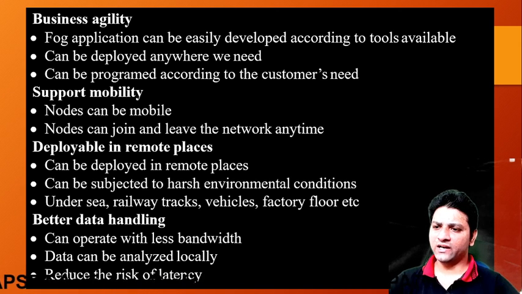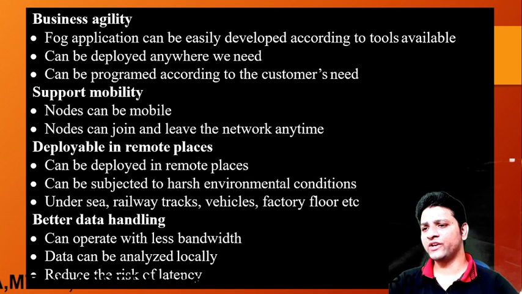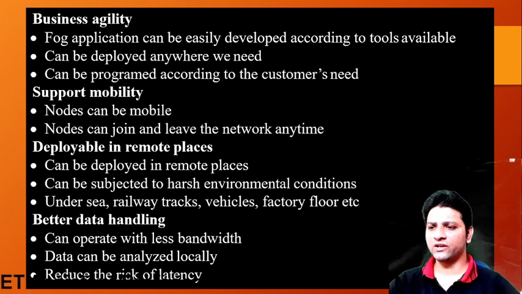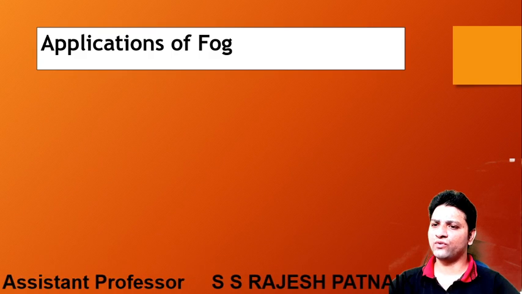So the data packets will come from the other router. One router will pass continuous data packets to the other router. So the device is served from that particular node. Like this, it is deployable in remote places, with better data handling and business ability. So these are all the advantages of fog computing.